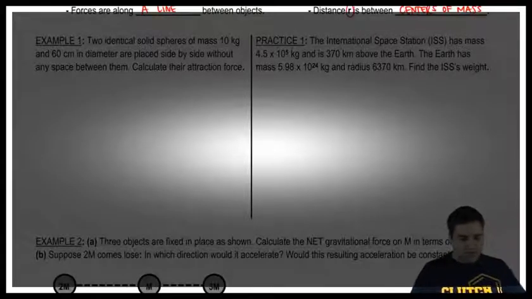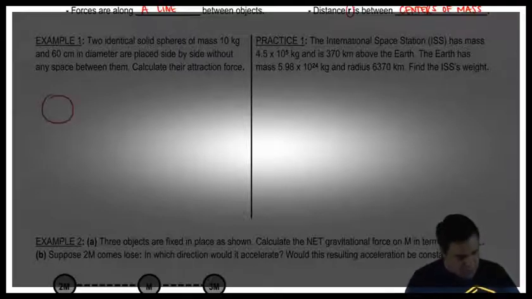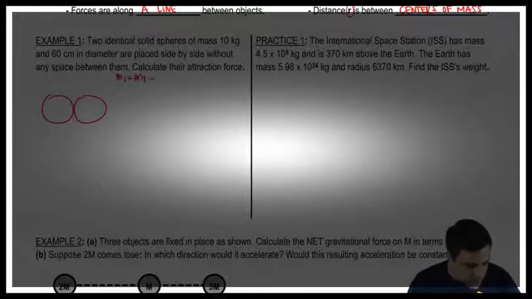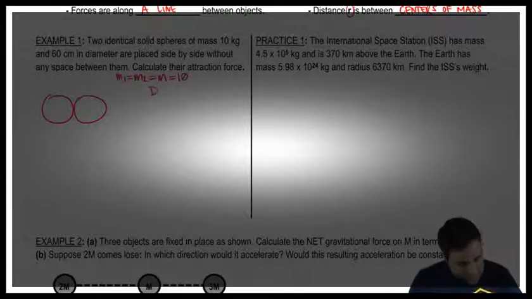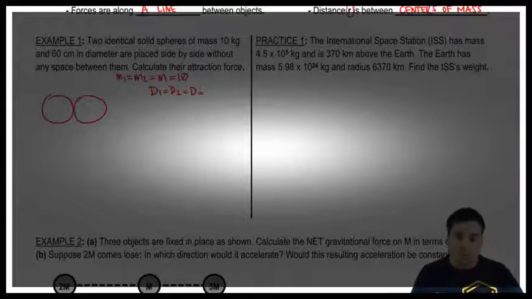So I have here the two identical solid spheres of mass 10. So let's just draw two. They're placed side by side without any space between them. So they're going to look like this. And they both have the same mass. So I'm just going to say m1 equals m2 equals m equals 10. Let's just call it m. And they both have the same diameter. d1 equals d2. So I'm just going to call this d equals 60 centimeters or 0.6 meters.